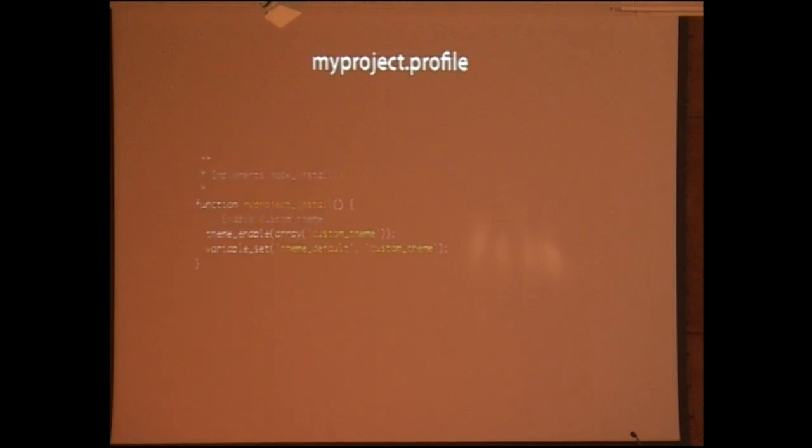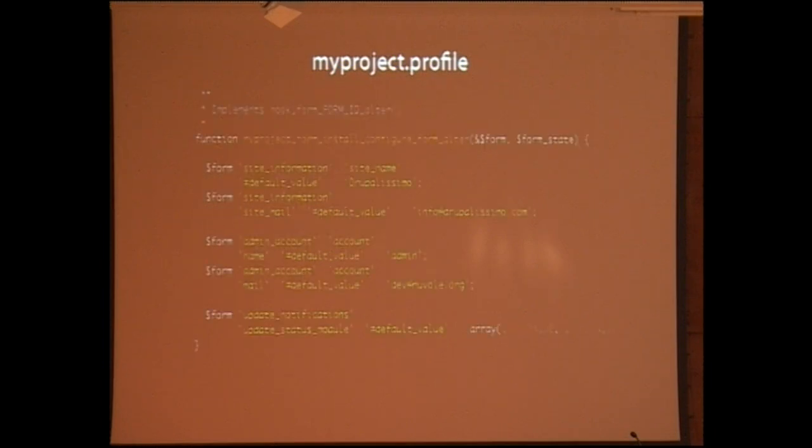You can run hook install as well in the .profile file, and this hook is actually used, for example, to enforce some initial configuration that you want. For example, enabling a custom theme. So in this way, when you install your site, it will come with your custom theme and not with the default Drupal theme. The way to do that in Drupal 7 is like that.